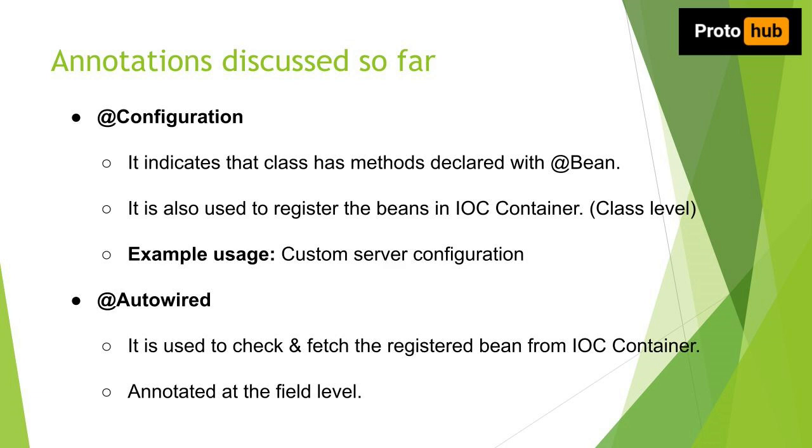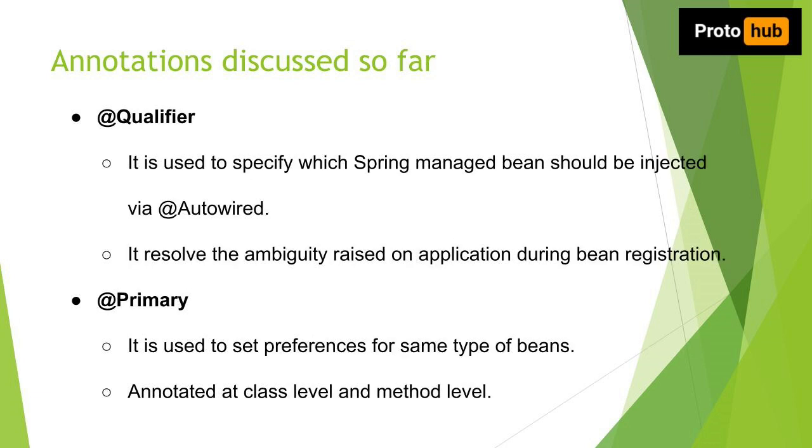Then, there comes the @Autowired annotation. It is used to fetch the registered bean from the IOC container. It is annotated at the field level. Great. Now, let me explain the @Qualifier annotation. It is a field-level annotation used to specify which bean to be chosen for autowiring. It also resolves the ambiguity raised by the application during bean registration.